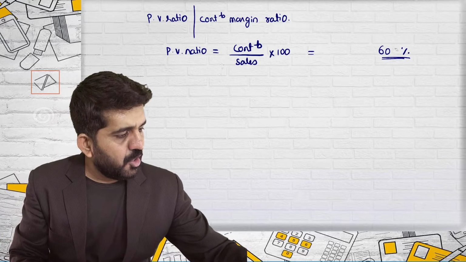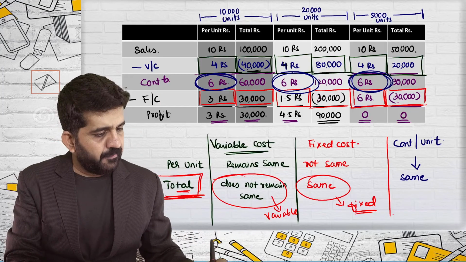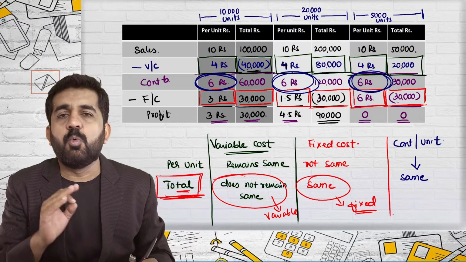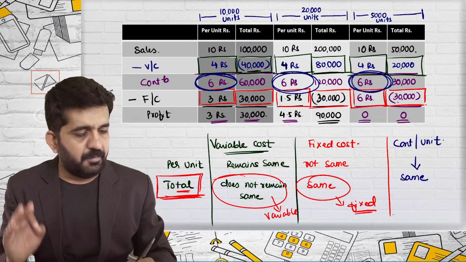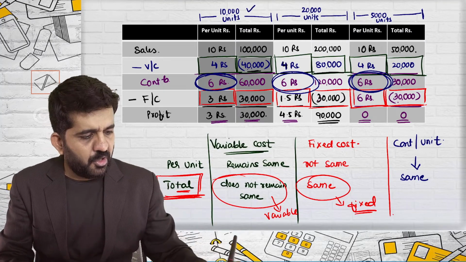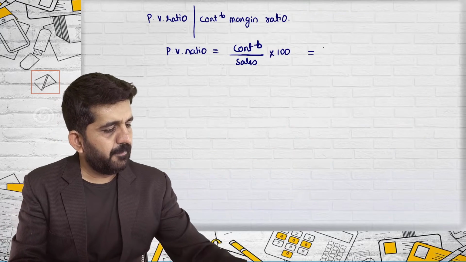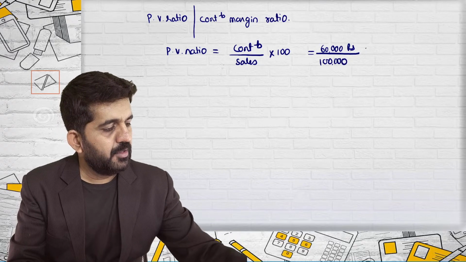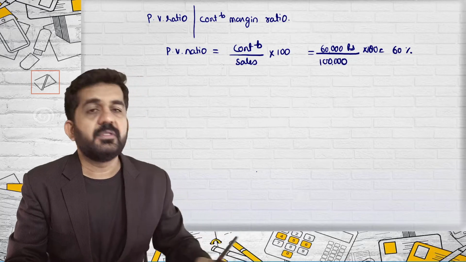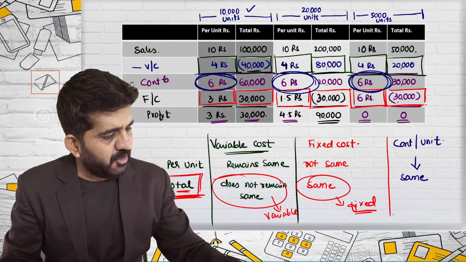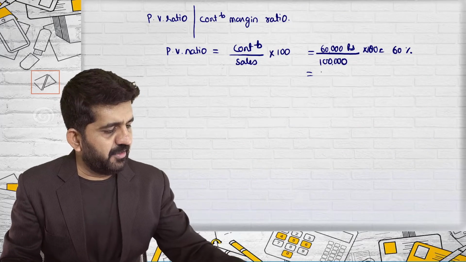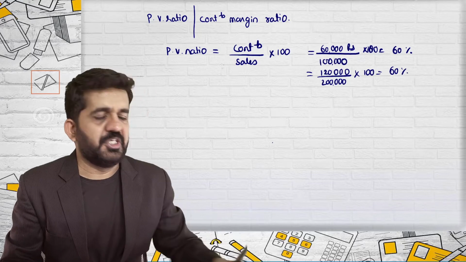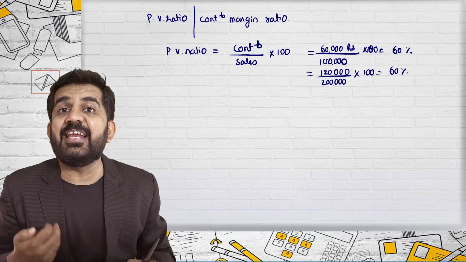Let us find out in our answer the contribution margin ratio. What is total contribution? Sir, should I take it from 10,000 units, 20,000 units or 5,000 units? It does not make any difference. Whatever is your forecast, your contribution margin ratio is going to remain the same. Let me prove it. Let me take first 10,000 units. Contribution is 60,000. Sales is 1 lakh. Multiplied by 100 will be 60%. Had I taken the second one, 1,20,000 divided by 2 lakhs multiplied by 100, this will also come to 60%. So you can take it from any level of activity.